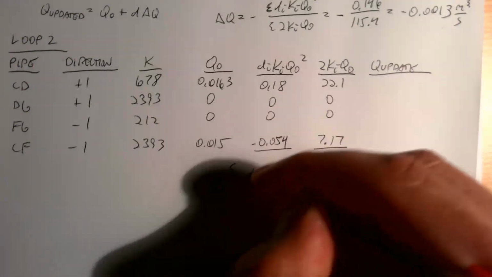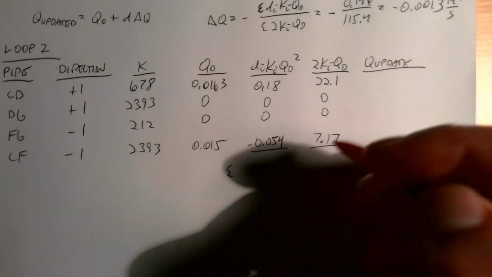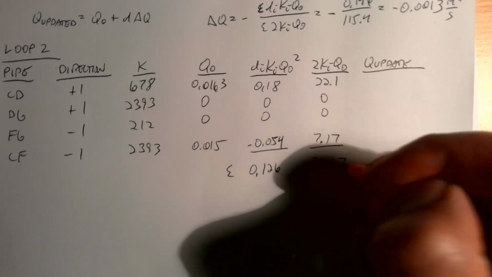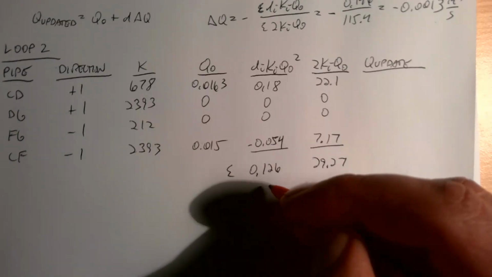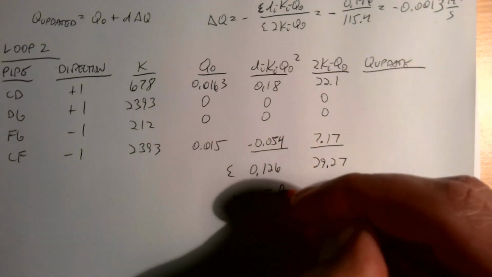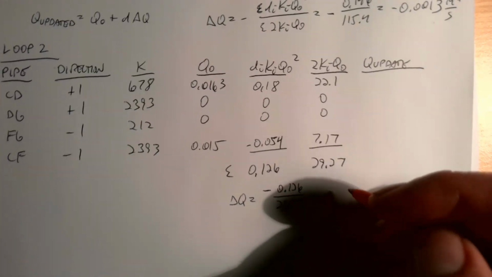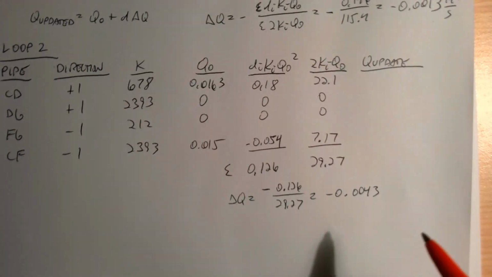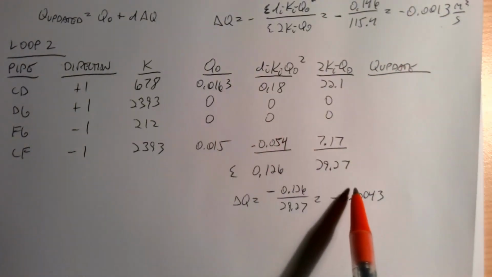I'm going to get 0.126 and then 29.27, and then my delta Q is going to be just dividing this by that, and negative 0.126 over 29.27 is a negative 0.0043.